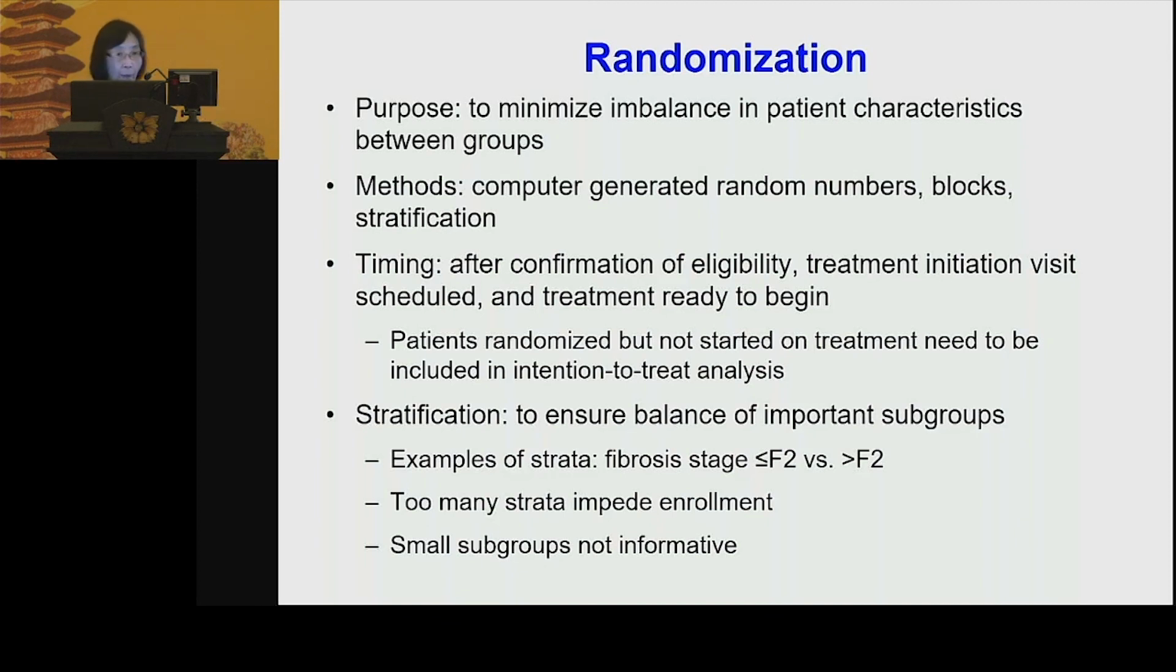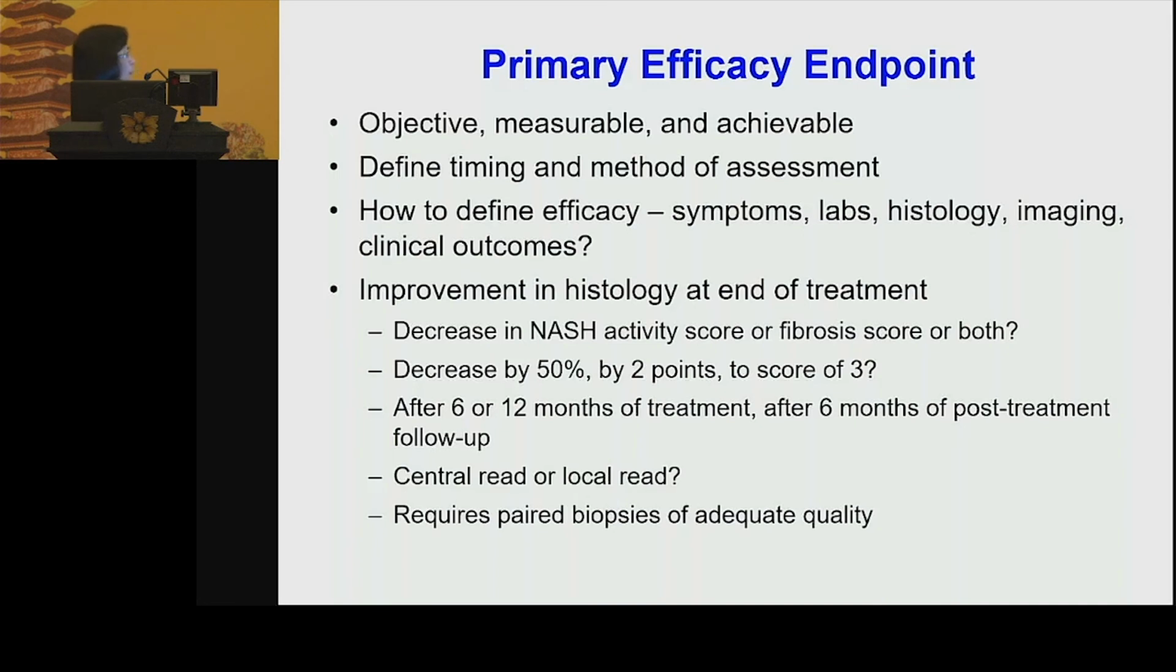And I talk about the randomization. So for example, if we want to see if the treatment reduced fibrosis, you want to make sure that the proportion of patients in both arms are going to be balanced in terms of having advanced fibrosis. Because if you have more F3 and F4 in one arm than the other arm, it would completely mess up the results. Primary efficacy endpoint. I've talked about what, when, and how.